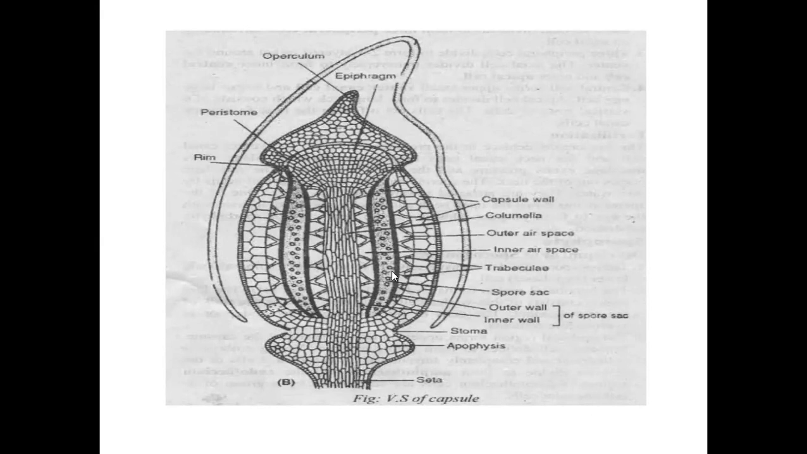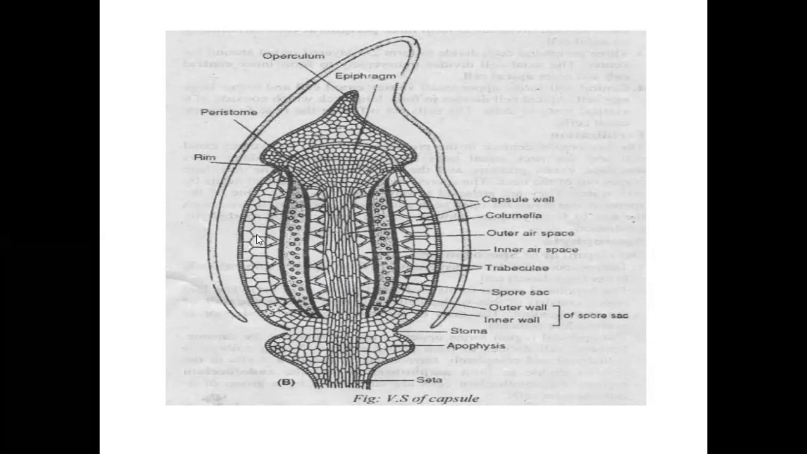Above the seta, the capsule is present. If we observe the capsule LS, it shows mainly 3 major portions: apophysis, theca, and cap. Apophysis is the photosynthetic zone. It is present at the lower part of the capsule. It is mainly built with chlorophyll pigments. The chlorophyll pigments participate in photosynthesis to prepare food material. So the Polytrichum sporophyte can prepare its own food material by the apophysis portion of the capsule.